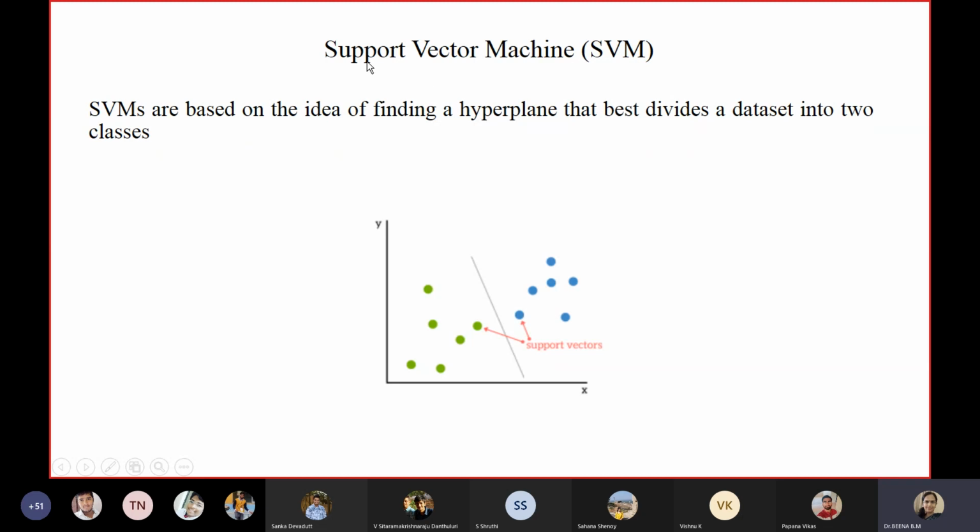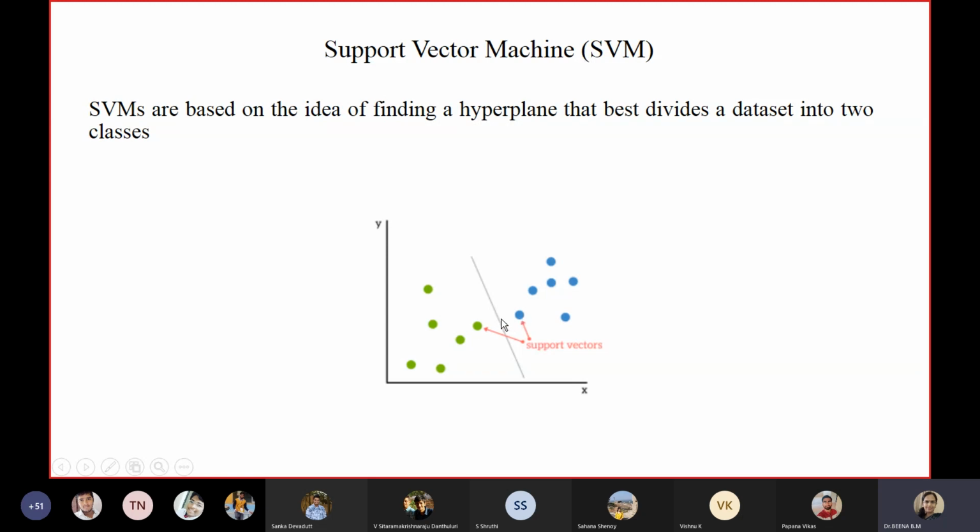So now next, what exactly is a support vector? It is based on the idea of finding a hyperplane which divides the data into classes. Here we have mixed data. Let us assume that we have mixed data of green balls and blue balls, and there is a line here. This algorithm is generating a line which divides the data into two different classes. And here you can see this green ball and blue ball, these are called support vectors.